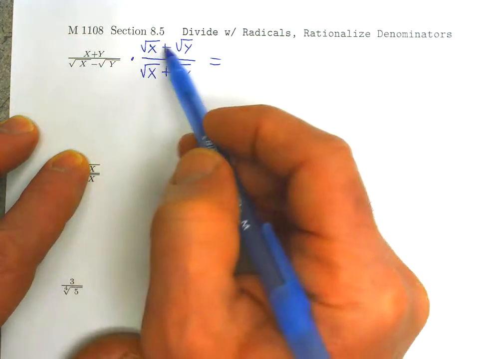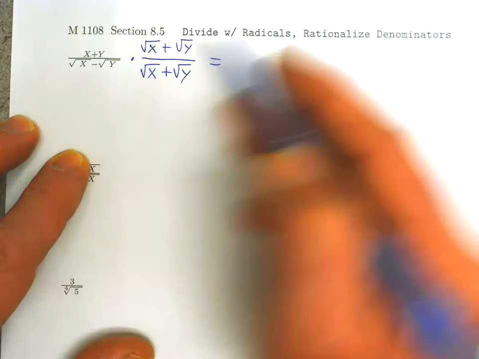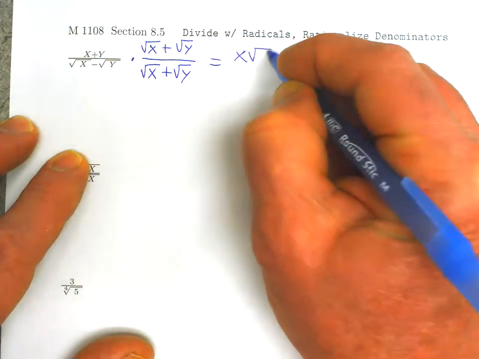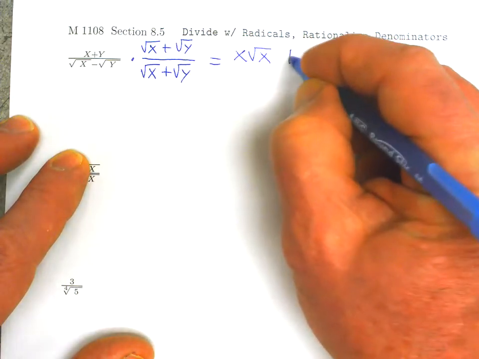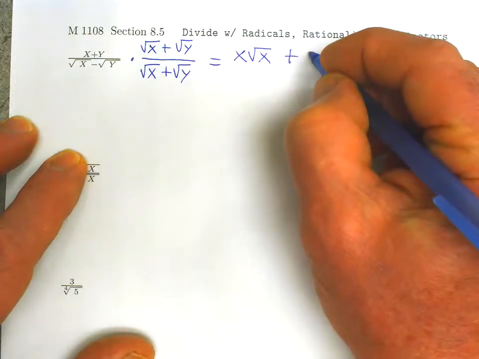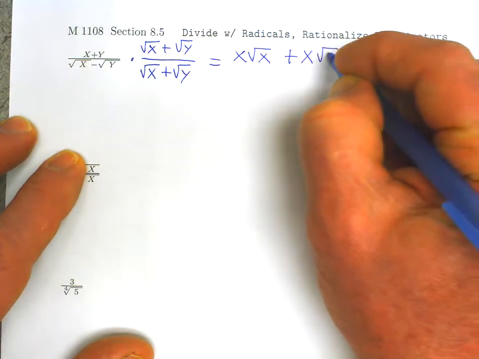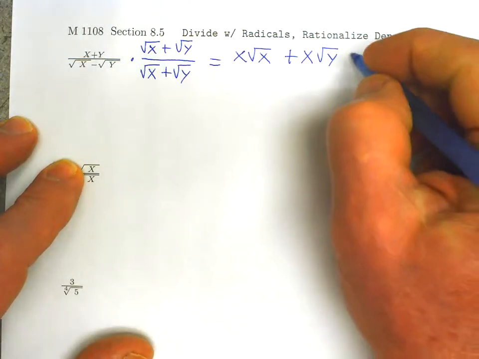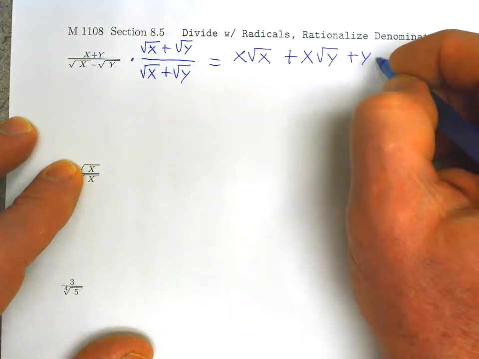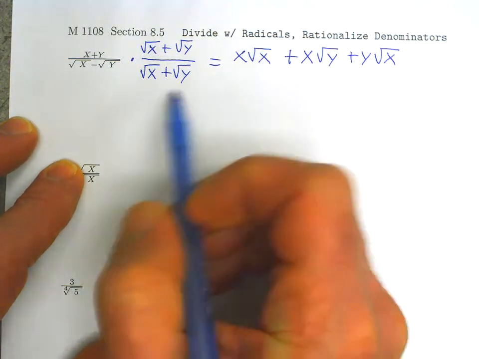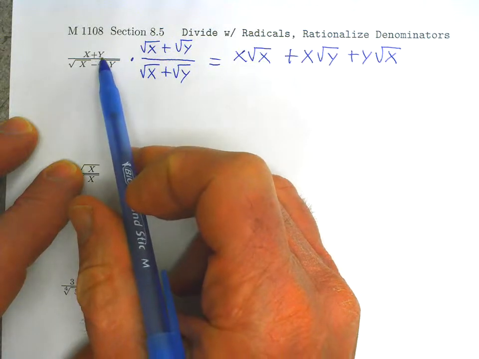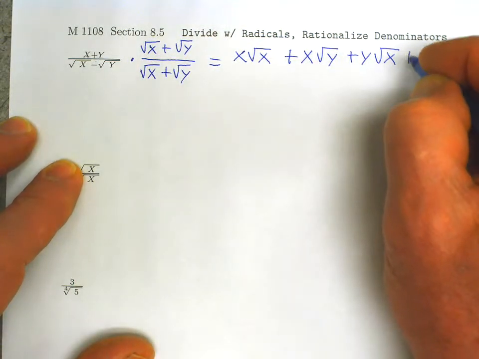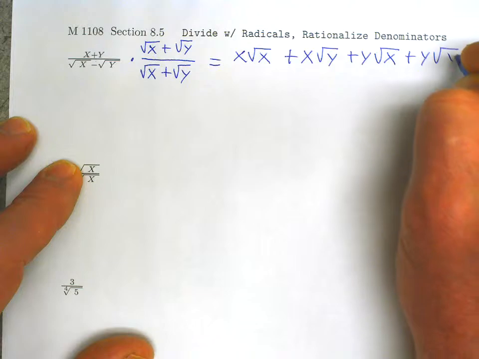And then multiply the 2 numerators. x times the square root of x is x times the square root of x. And then plus x times the square root of y. And then plus y times the square root of x. And finally, plus y times the square root of y.